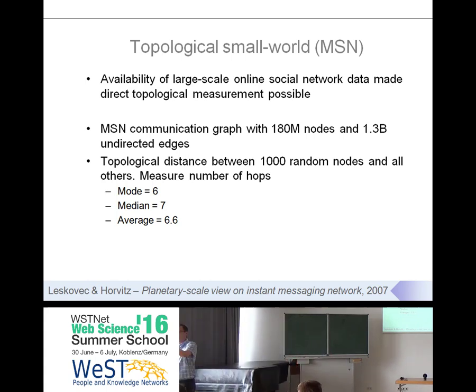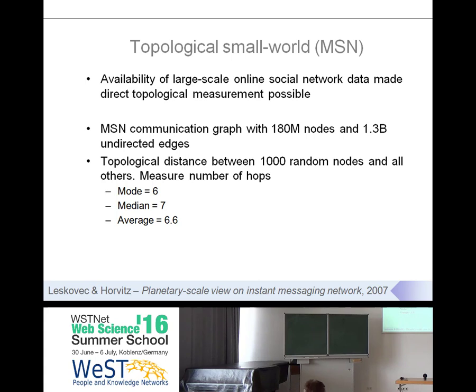Yes. So this one is just calculating algorithmically, looking at the data set, but the Milgram study is actually passing along the package, right? So the difference that you are, I think, alluding to is the ability to find the shortest path, right? Whereas in the MSN data, we assume that people would find it. We just calculate it based on the data.